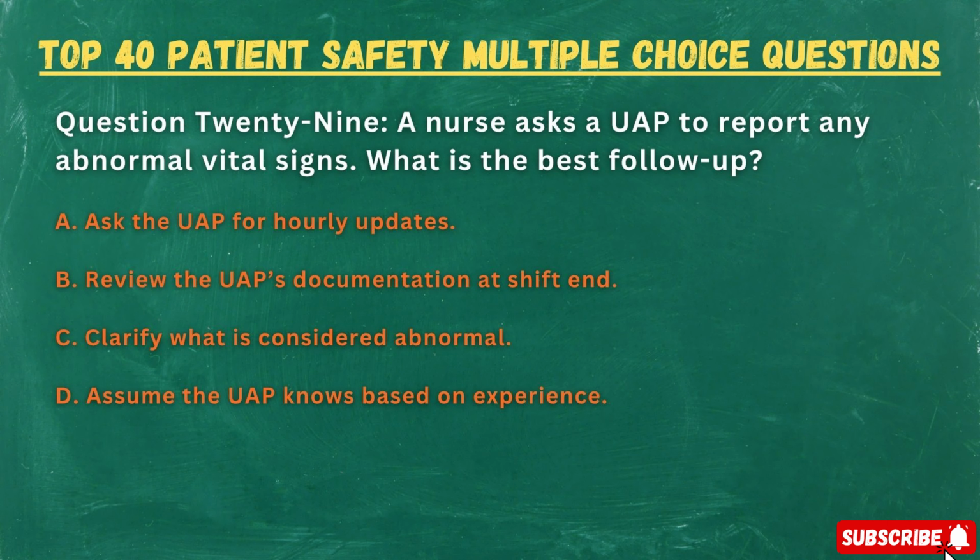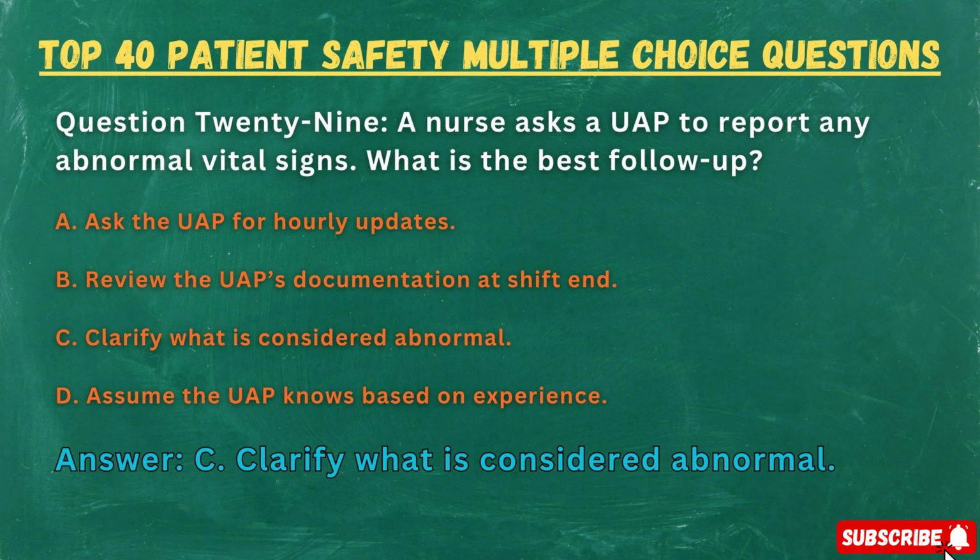Question 29. A nurse asks a UAP to report any abnormal vital signs. What is the best follow-up? A. Ask the UAP for hourly updates. B. Review the UAP's documentation at shift end. C. Clarify what is considered abnormal. D. Assume the UAP knows based on experience. Answer. C. Clarify what is considered abnormal.